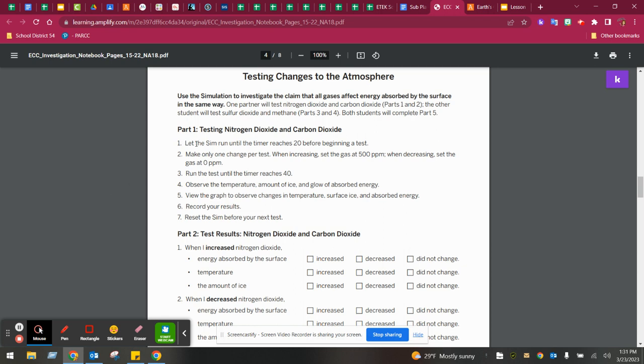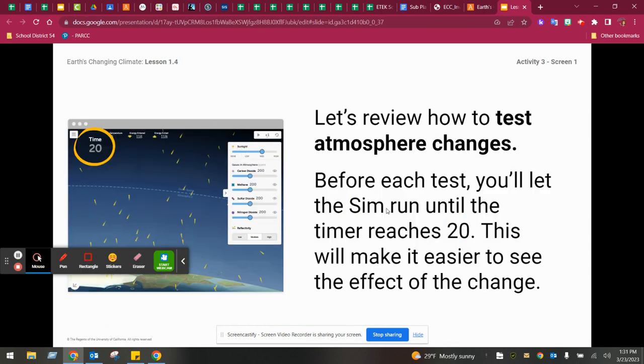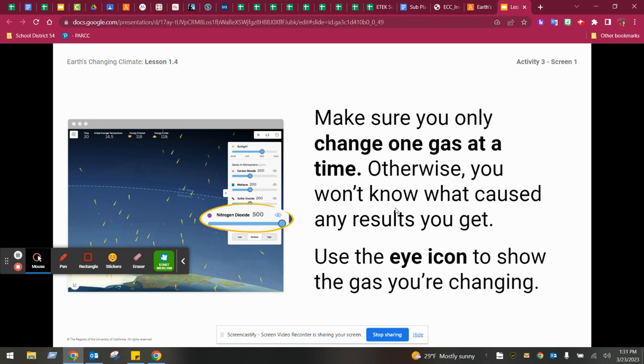One thing I really want to make note of is it does say to let the sim run for 20 seconds before beginning a test. Looking at our slide deck here, this will allow us to see the change easier. The reason for that is it allows the atmosphere to settle, and then you're able to see the changes that were actually made.